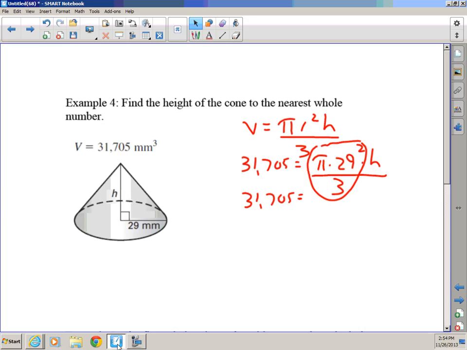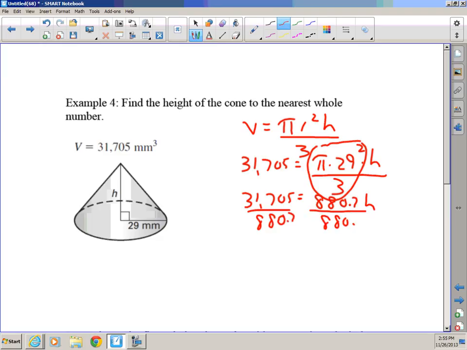Go back to my note sheet. So now I know that whole computation is 880.7. Now I want to know 880.7 times what gives me h. So I divide by 880.7 on each side. And I get h to be 36 millimeters. There's no squaring or cubing because all I'm asking for is the height, which is one-dimensional.